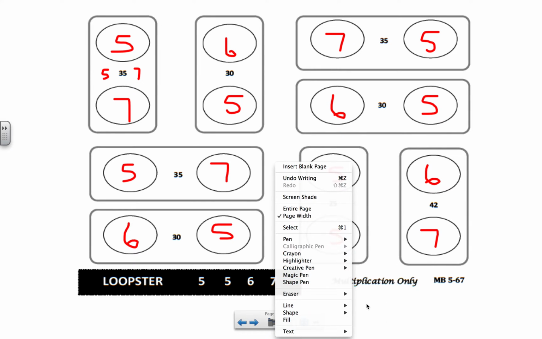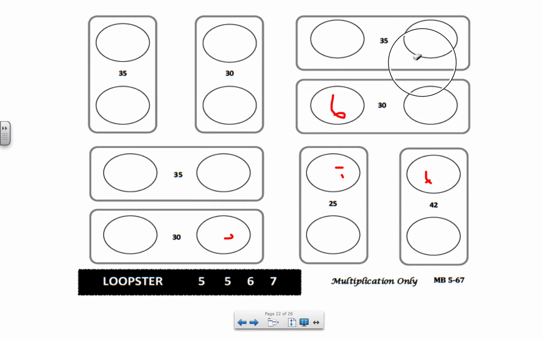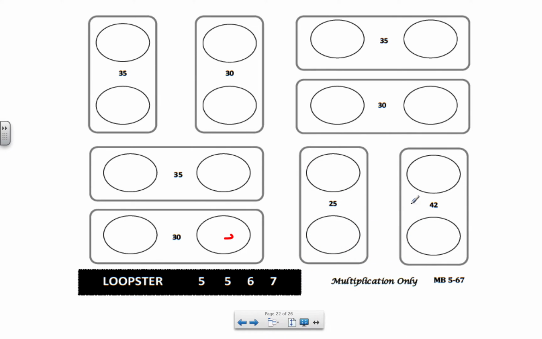Now, just so you're aware of this, let me grab my eraser real quick and get rid of all of this. Up until now, I've always been starting in the upper left-hand corner, but that's not necessary. So watch. Let's start over here.